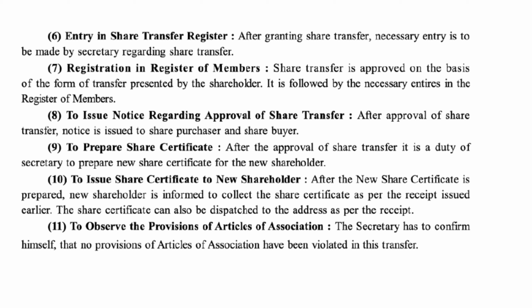After that, you have to give a notice to the seller and purchaser. So CS will do that. He will give the notice. After that, CS will make an entry in the register of share transfer. After that, CS will call for a meeting of the board of directors and pass a resolution. After that, the entry will be made by the CS in the register of members. After that, the CS will update the share certificate, and finally the CS will send the share certificate to the new shareholder. So just change the chronology of these points to remember these better.